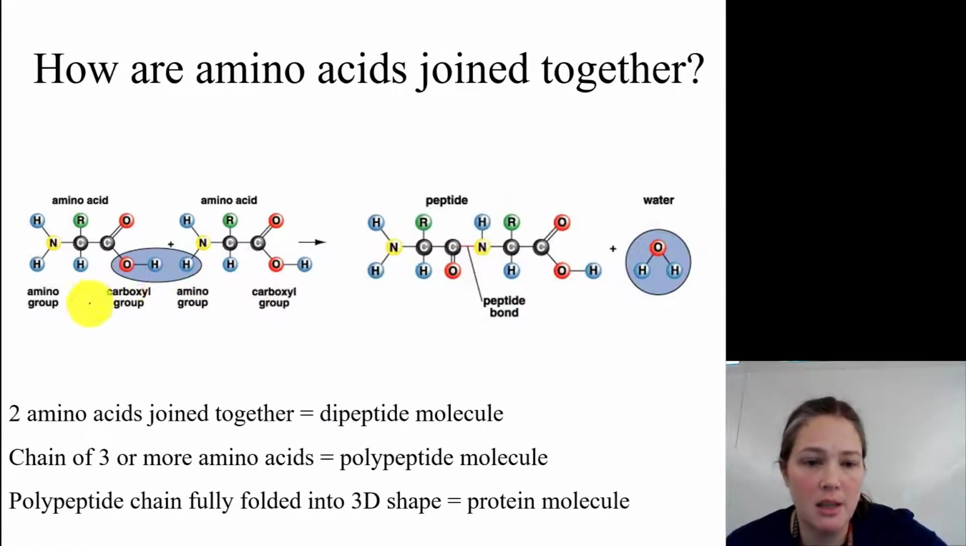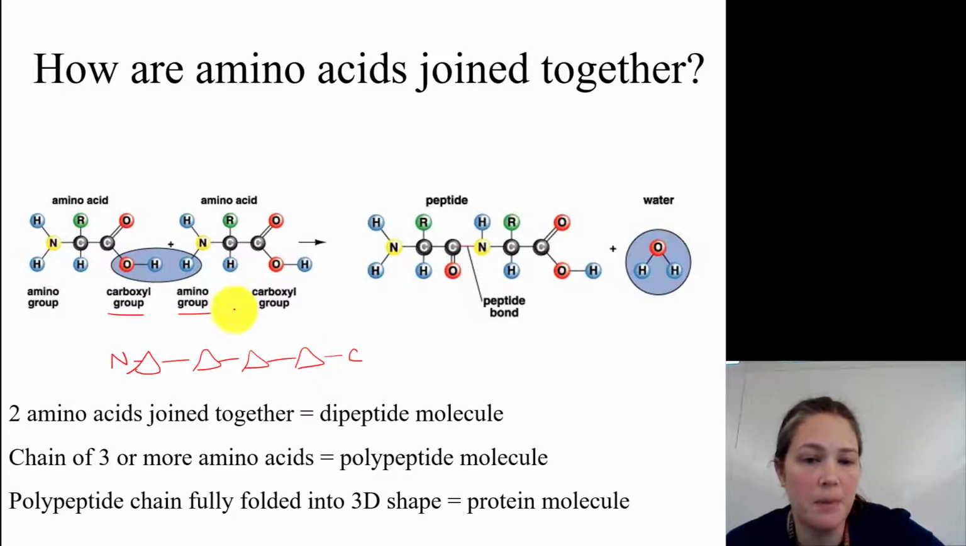To join amino acids together, you are going to join the carboxyl group of one to the amino group of another. So a polypeptide will be many amino acids joined together. One side will always be what we call the amino terminus, and the other side will be the carboxyl terminus, the C terminus, because it has this one-way orientation, right? So the polypeptide will be many amino acids in a row. Dipeptide would be two, polypeptide would be multiple, and then the protein is when it's finally functional and folded.